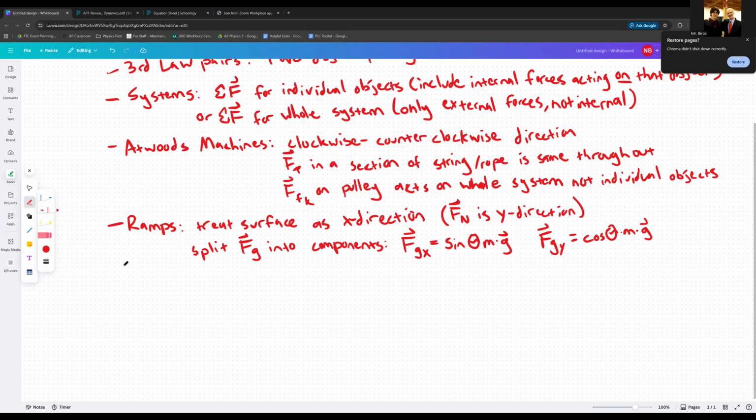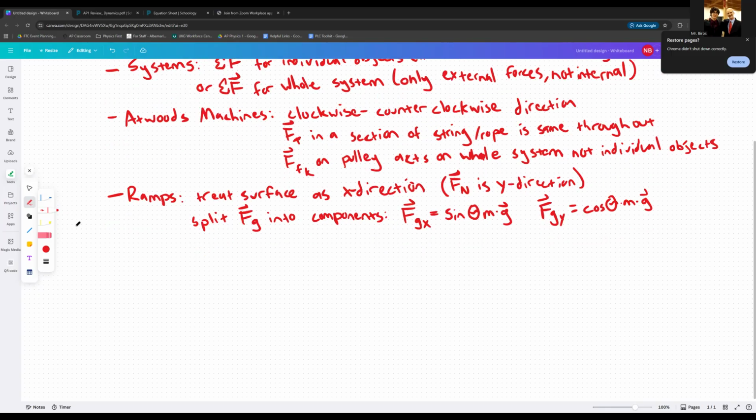Okay, what else here? I guess we'll just say, remember that normal force is pretty much always just going to be equal to FGY, not equal to the whole force of gravity. The entire force of gravity is not balanced by normal force. Just the part of gravity pulling into the surface of the ramp is balanced by normal force.